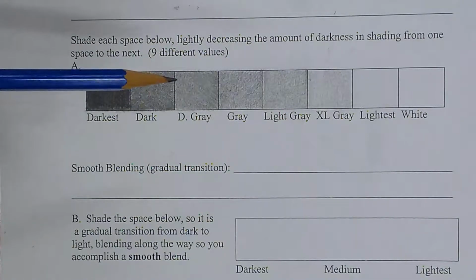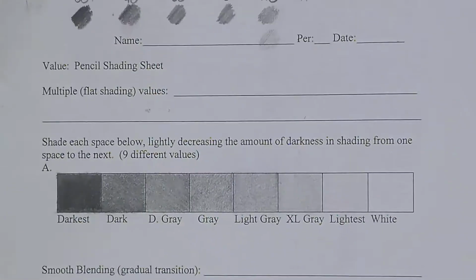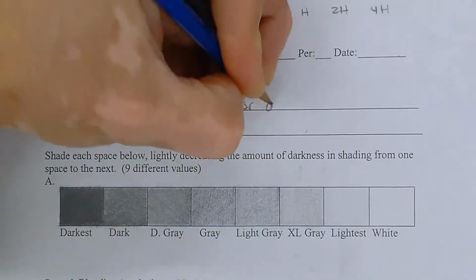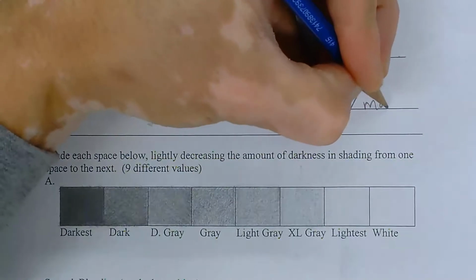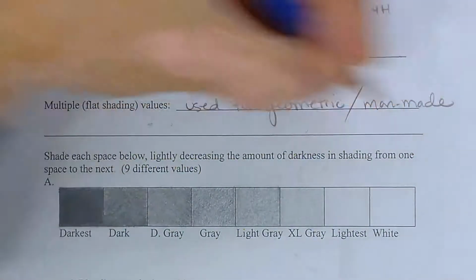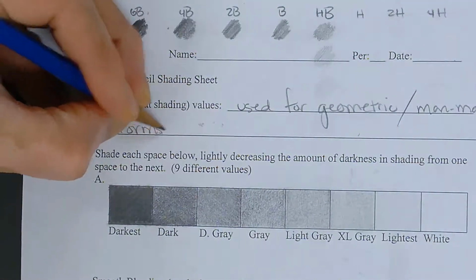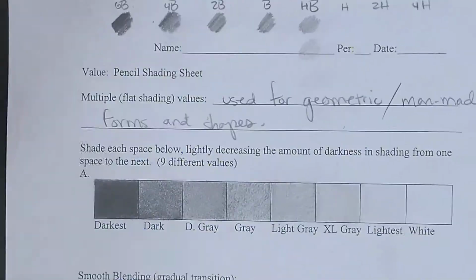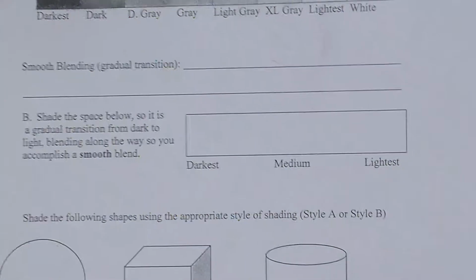Alright, so this is the end result of the top piece on flat shading. So flat shading is used for geometric, man-made forms and shapes. Basically flat shapes. Alright. Next one, smooth blending or gradual transition shading.